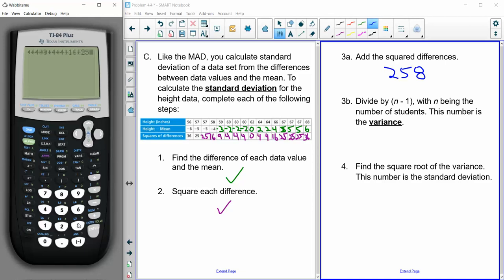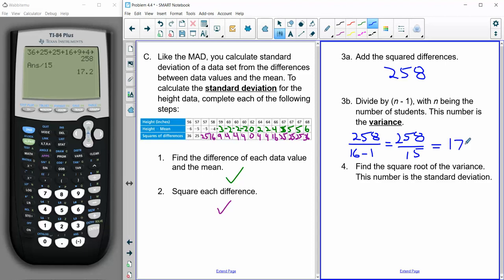Three 25s. $258. There it is. Okay. Divide by n minus 1, with n being the number of students. So all I got to do is 258 divided by 16 minus 1, or just 258 divided by 15, which is 17.2. That number is called the variance.